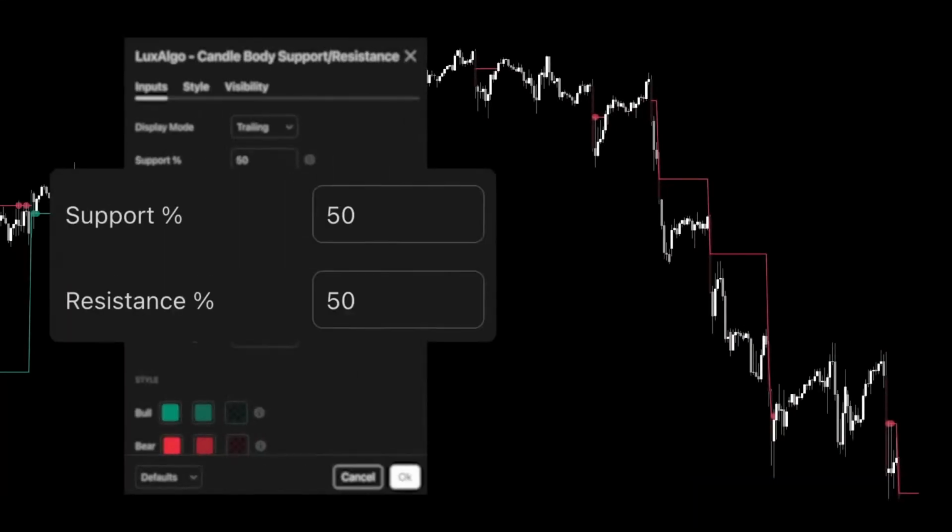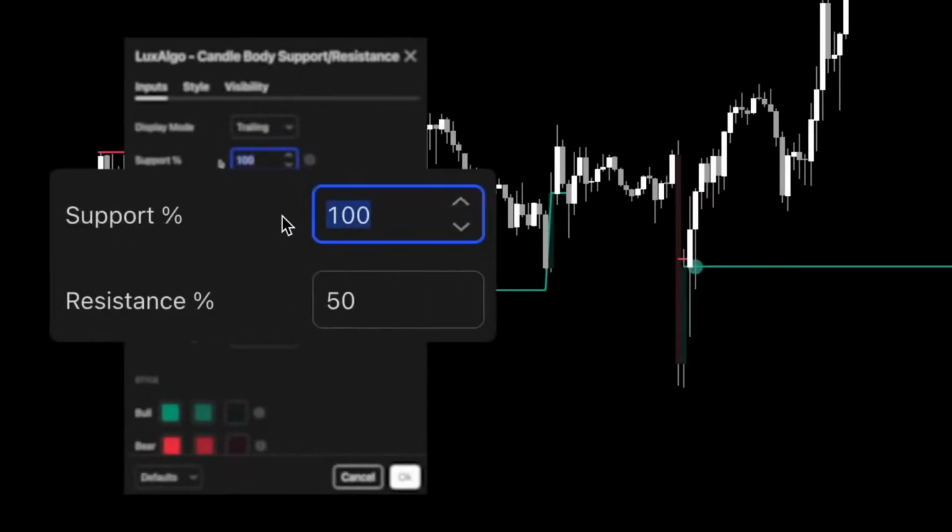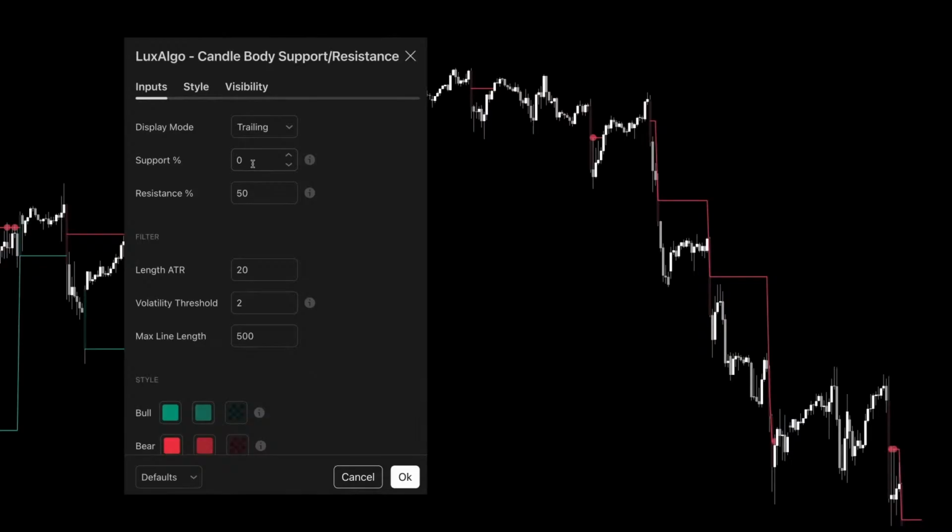We also wanted to give you flexibility in how support and resistance levels are drawn, because different traders prefer different reference points. With the percentage setting, you can define exactly which part of the candle is used. Setting it to 100% will anchor the levels to the candle's close, while 0% uses the open. You can fine-tune anywhere in between, depending on how you interpret candle behavior.